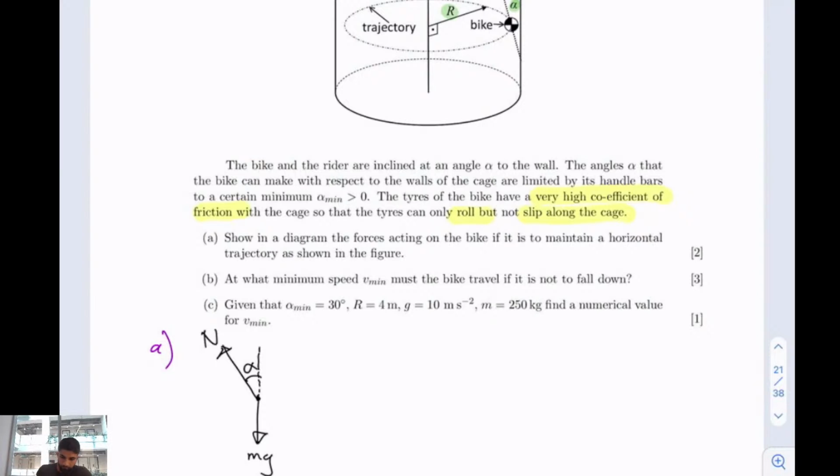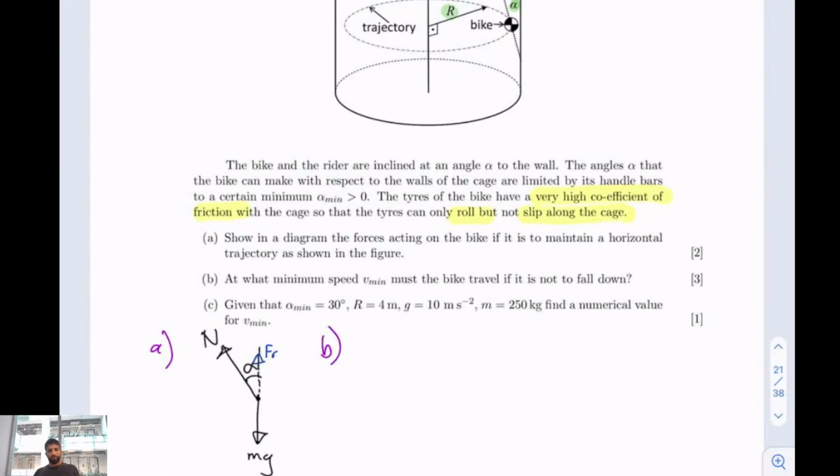Then we are going to have friction that prevents the bike from falling down as well. That's going to be acting upwards, but as the question says that the coefficient of friction is very high, we'll not be considering that in the next part of the question.